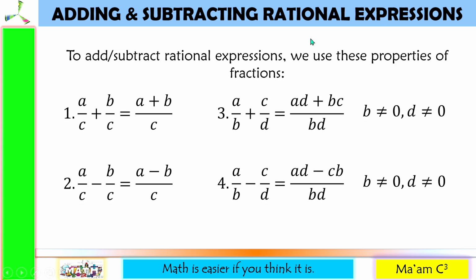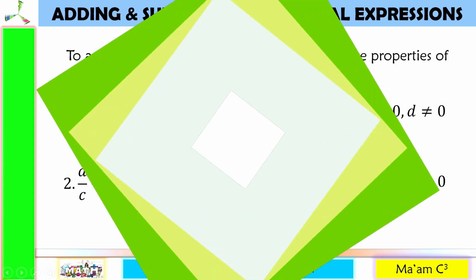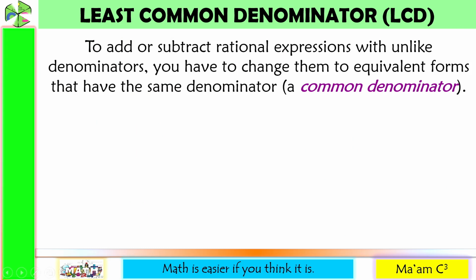Just remember, when adding or subtracting rational expressions, the denominator should not be equal to 0. Why? Because this will make our given undefined. Let us recall how to determine the least common denominator or LCD. Like what I mentioned earlier, we have to change the rational expressions into equivalent forms having the same denominator.